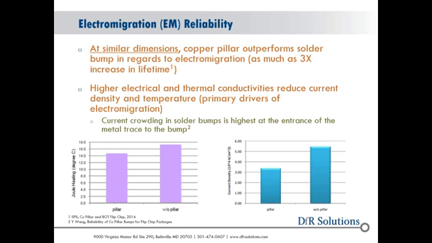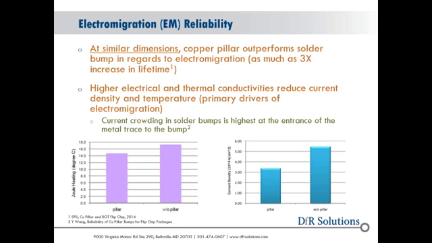Now, in addition to some of the simulations done by SPIL, Amkor did a great series of electromigration tests authored by Syed, who is now at Qualcomm. And you can clearly see this table here. It's ranking from best to worst, right? From copper pillar to lead-free to eutectic tin lead to high lead, okay?